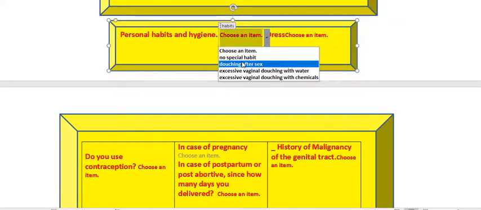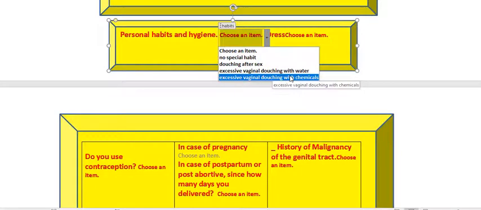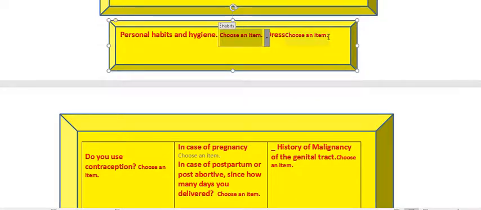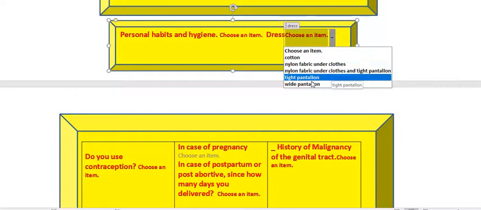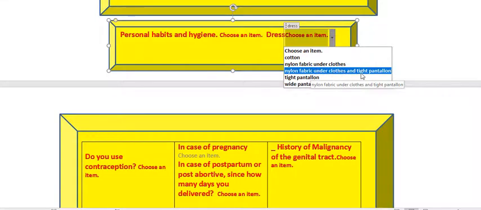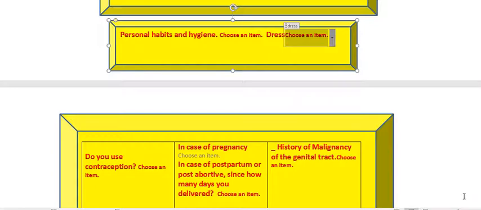No special habits regarding personal hygiene, douching after sex, or excessive vaginal douching with water or with chemical materials. The underclothes are cotton or nylon fabric, or nylon fabric underclothes and tight pantalon or white pantalon.